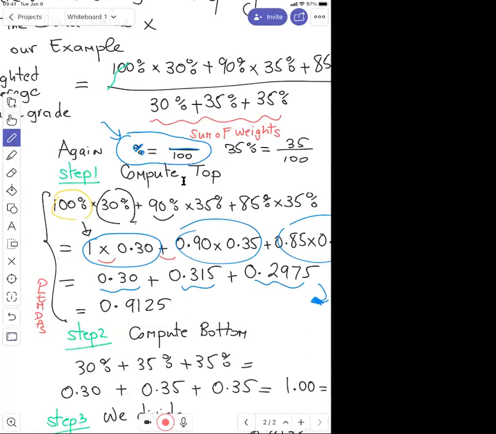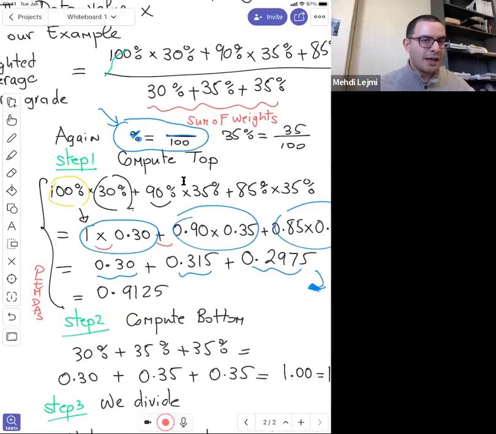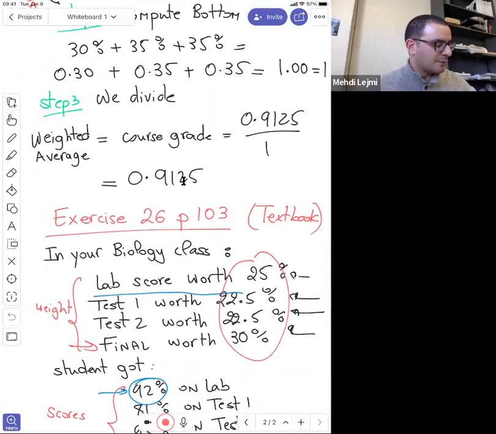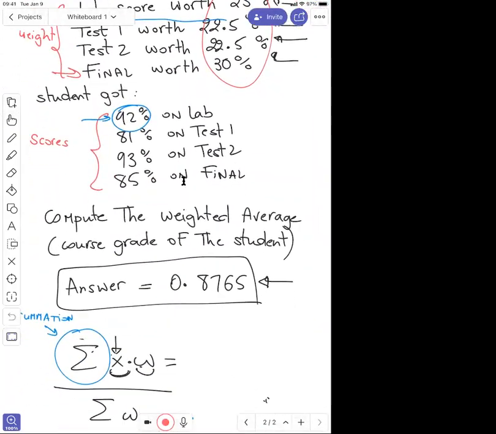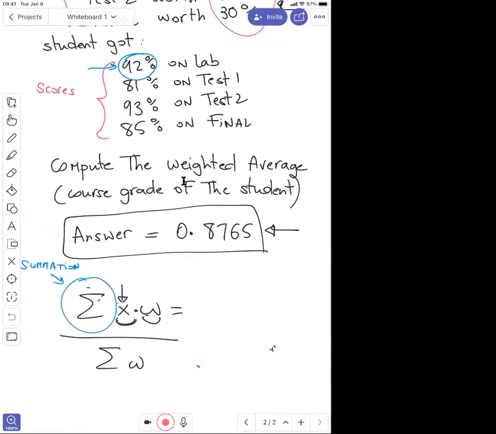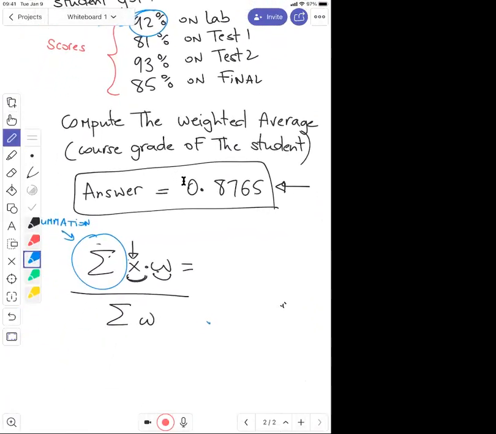I wish you could see my notebook. I have a question. Very confusing. So 30 divided by 100 is 0.3. Yes.